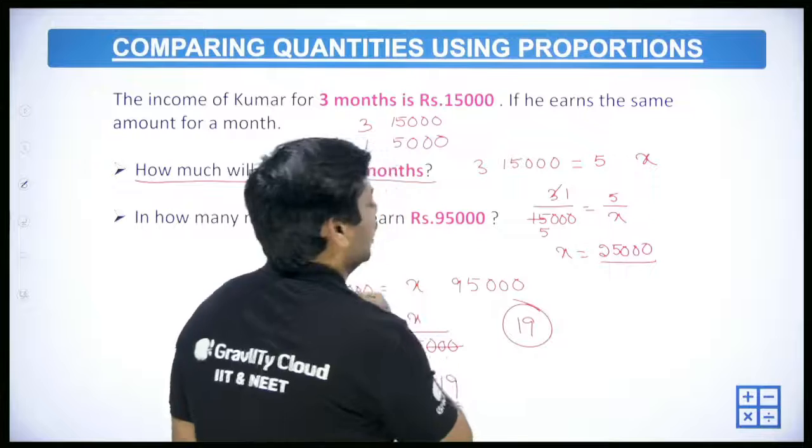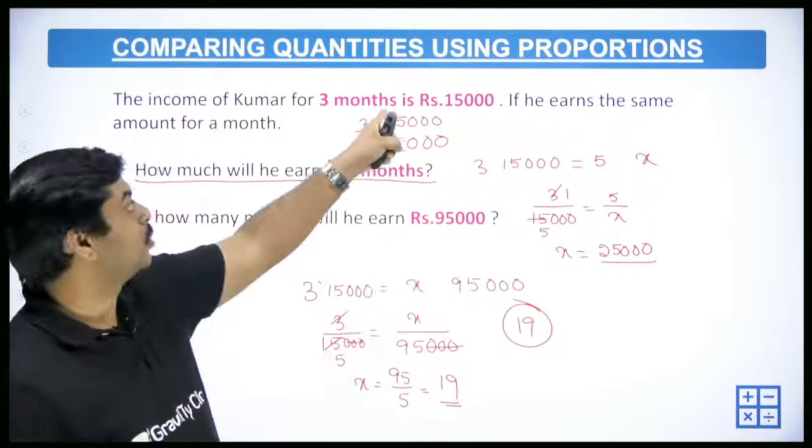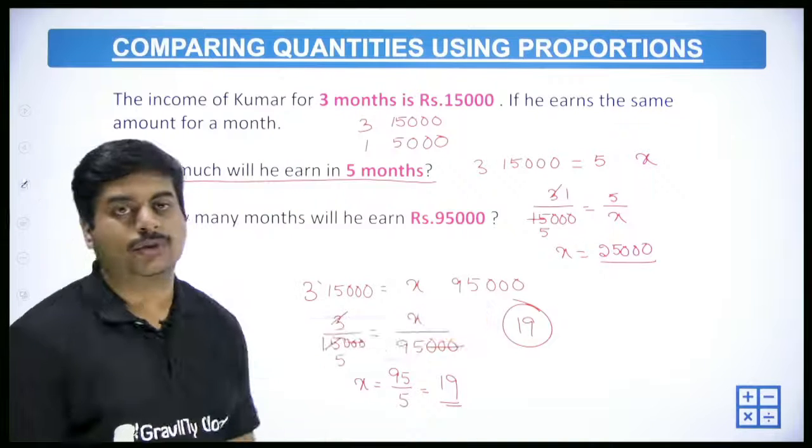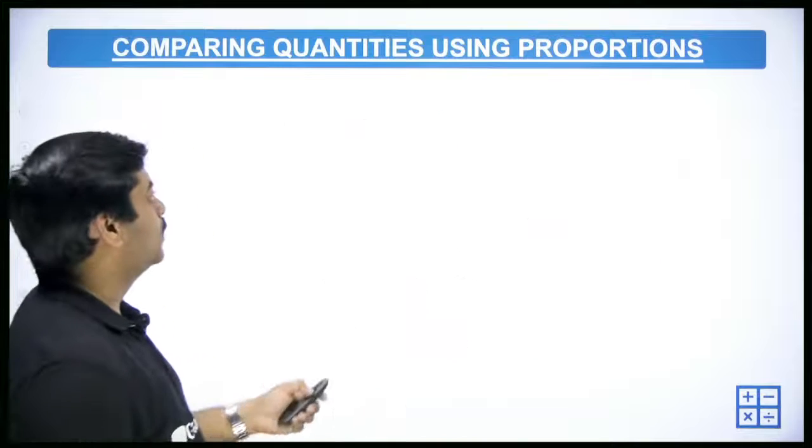He takes 19 months to earn 95,000 rupees if he is earning at the rate of 15,000 rupees per 3 months. Right, so this is what we discussed in the last class. Once again, let's continue with more applications.